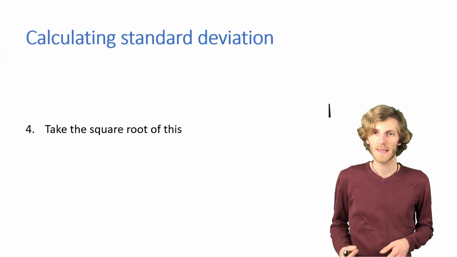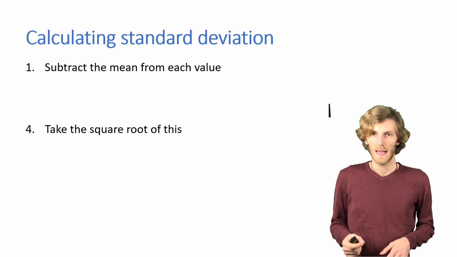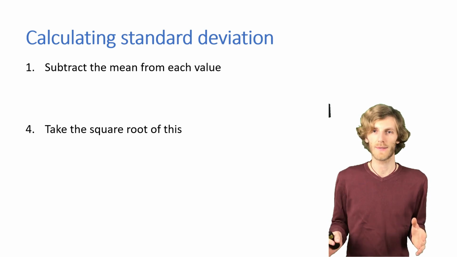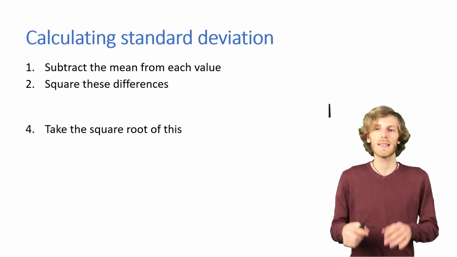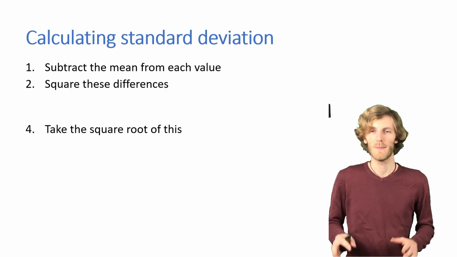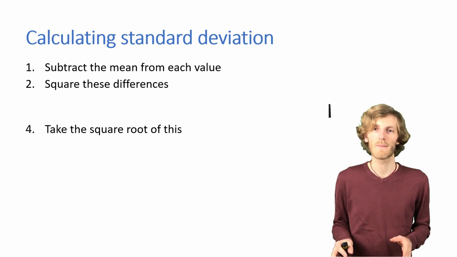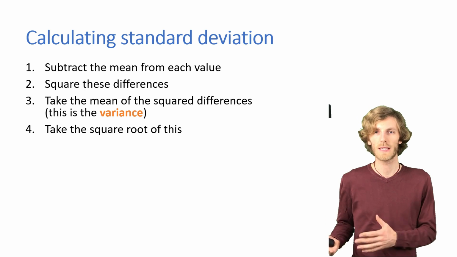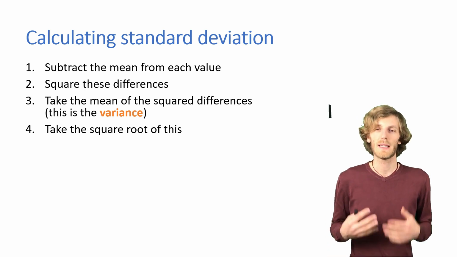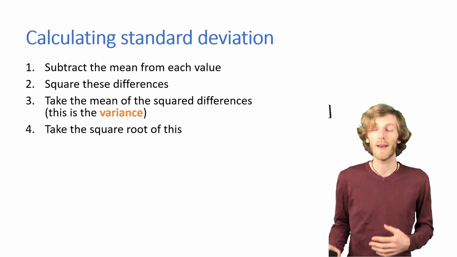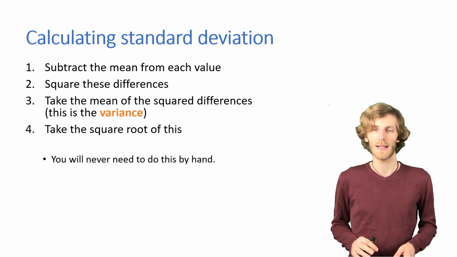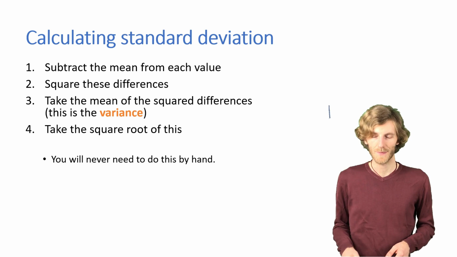It's a 4-step process. In the first step, we would subtract the mean from each value to get just the distance of each value from the mean. And the next step, we square these differences, partly to get rid of the minus signs. Then we take the mean of the squares, that's called the variance, and then we take the square root of the variance, which then gives us the standard deviation. You will never need to do this by hand, that's what computers are there for.